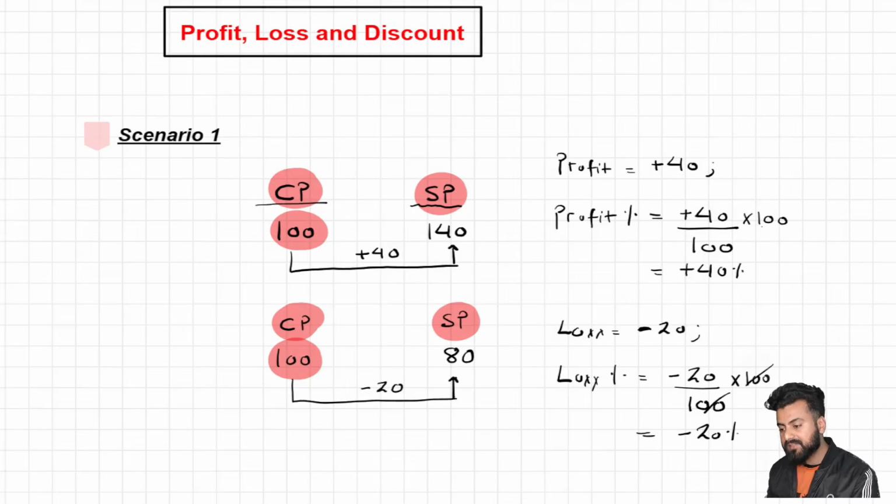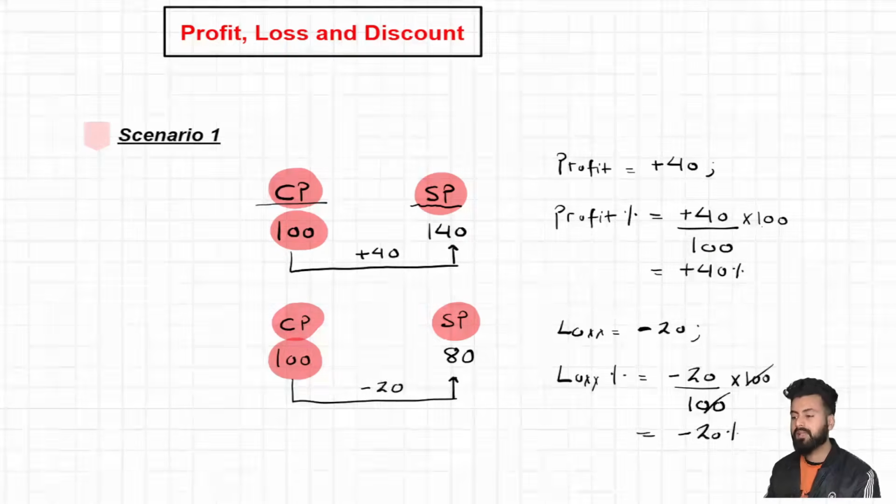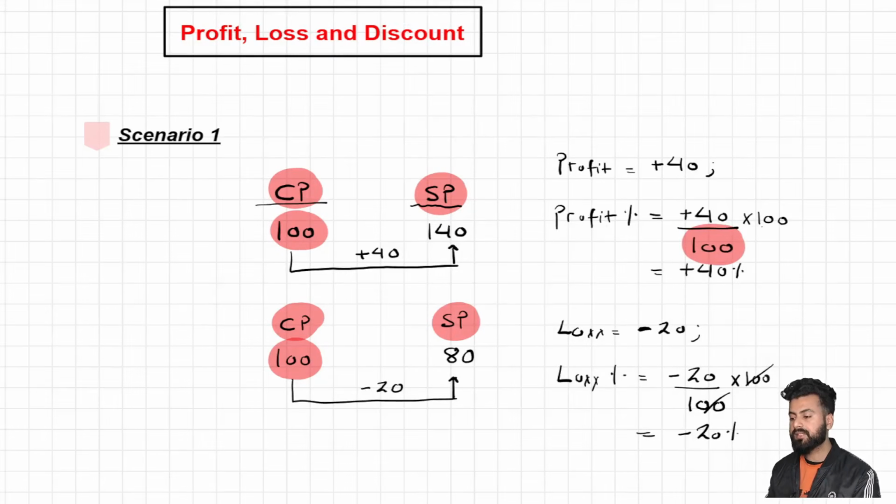What does the minus sign indicate here? That I'm talking about loss. So this is how we calculate profit percent and loss percent. Now there is one thing which I want you to realize: for the calculation of profit percent or loss percent, there is something which is common. You know what that common thing is? In the denominator, yes, or in the base, we always write down the value of cost price.